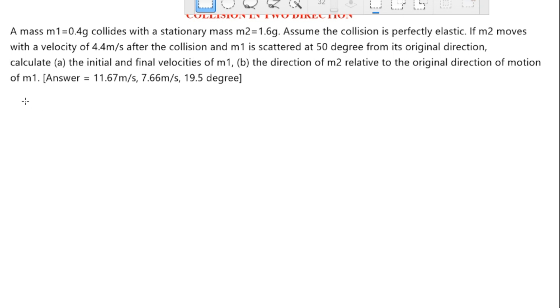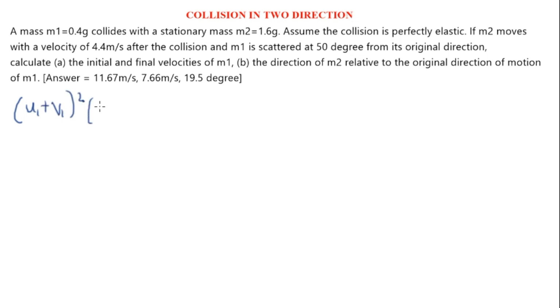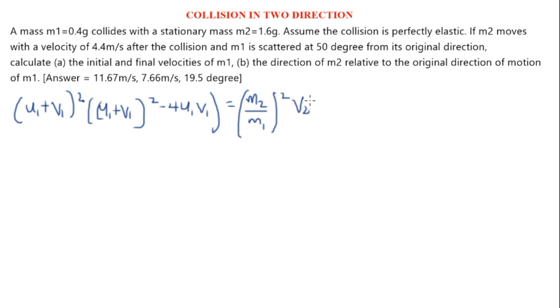So don't forget that this is what we had: (u1 plus v1) all squared, then open bracket (u1 plus v1) squared minus 4u1 v1, which is equal to (m2 upon m1) all squared, then v2 raised to power 4. Yeah, so this is also an expression that is similar to that of equation 5. So let's call this equation 6.